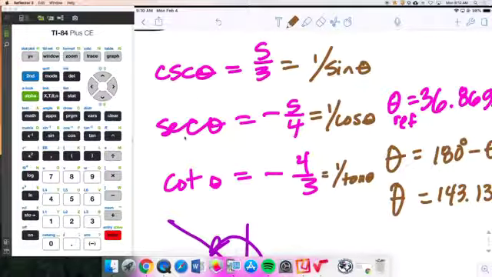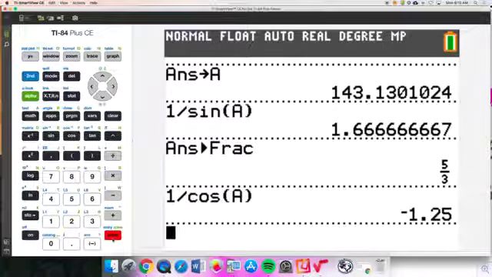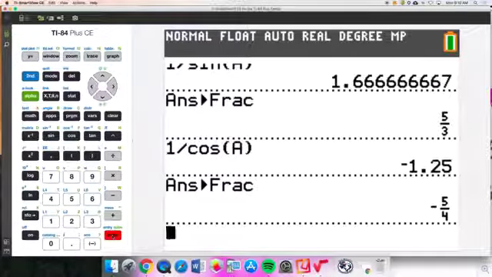Let's verify the other one. How am I going to verify secant of theta? I'm going to type it in as 1 divided by cosine of the same theta. I should get -1.25. Let's try it. 1 divided by cosine of 143 point whatever, which again is alpha A. Store your angle. Math, enter, enter. And we're getting -5/4.